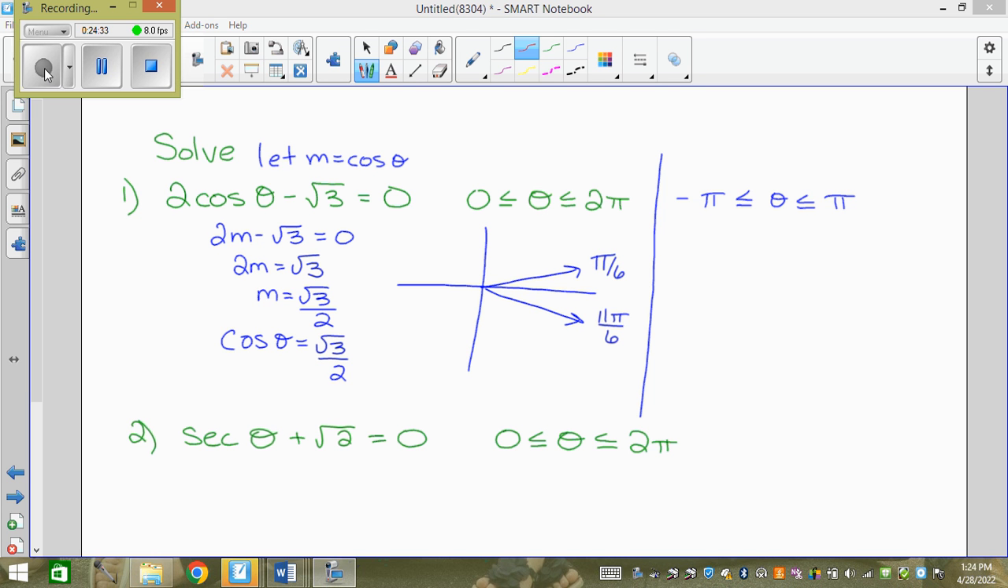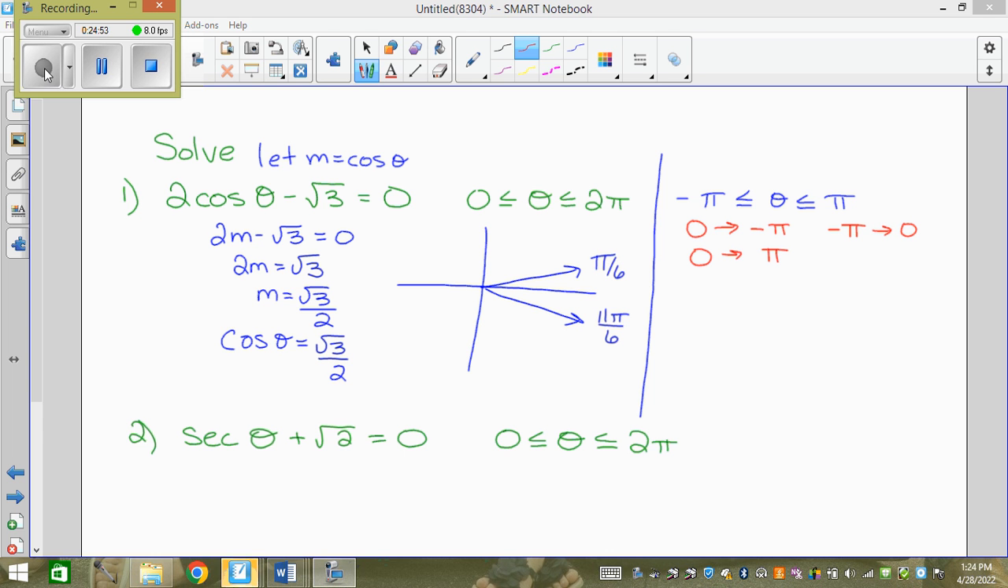Okay? So I need from negative pi to pi. First off, what does that mean? That means from 0 to negative pi and then 0 to pi. We agree? Technically, you'd never write it this way. You'd write it from negative pi to 0, but that throws people off.